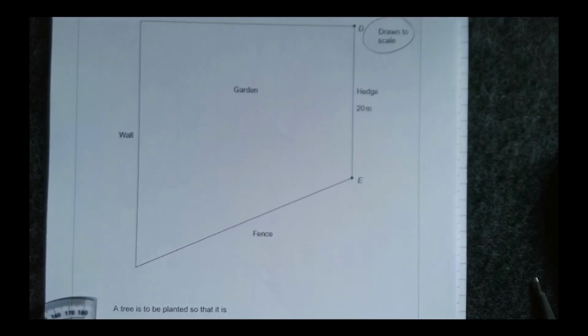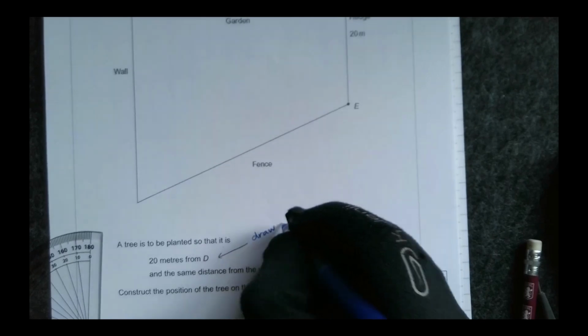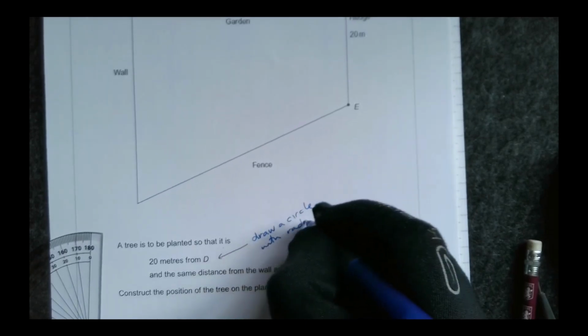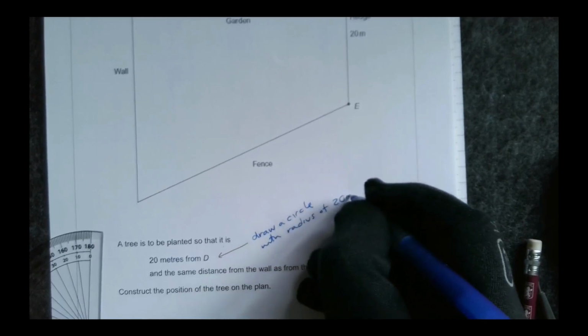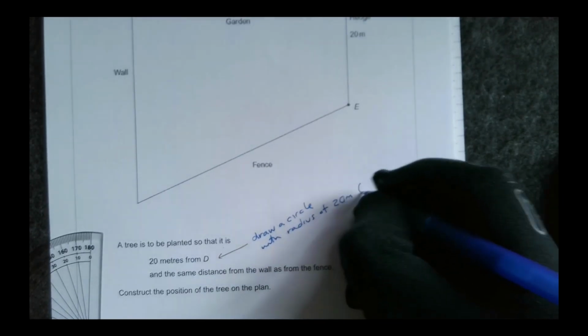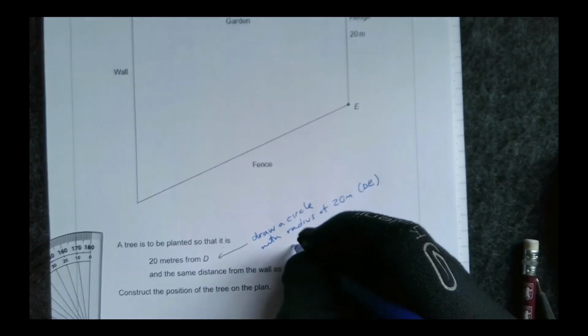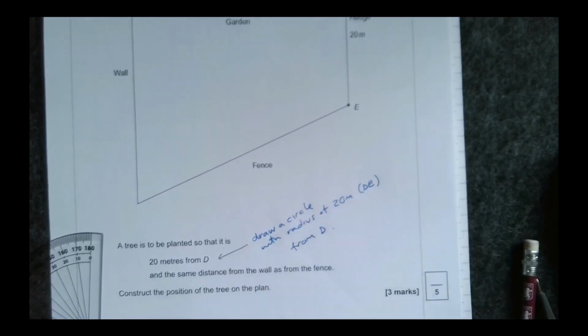Here, for the set of instructions, it says that a tree is to be planted so that it is 20 meters from D and the same distance from the wall as it is from the fence. Construct the position of the tree on the plan. For this first bit of information, what we need to do is draw a circle with a radius of 20 meters, which is basically DE, from D. So that's what we need to do for that.